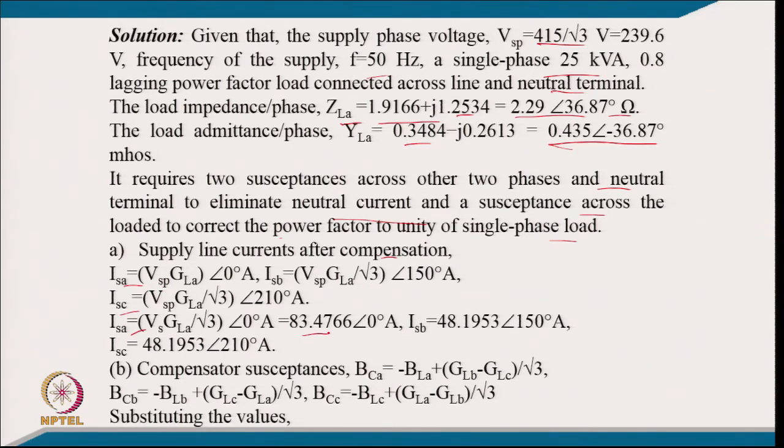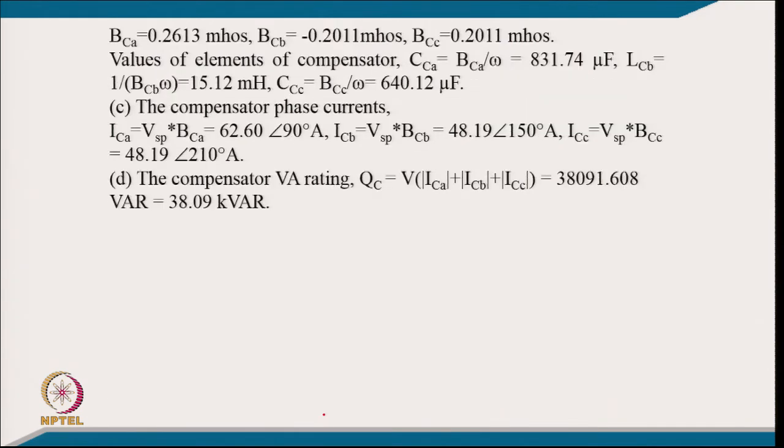putting the value, it comes typically 86.477 ampere at the angle of 0, and similarly for B phase 48.1953 at the angle of 150 degree, and IC is 48.19 typically at the angle of 240, and the compensator susceptances will be from this relation. I mean your capacitance value will be 831.74 microfarad, and inductance for line CB will be 15.1 millihenry, and for line C it will be 640.12 microfarad, and the compensator current, putting the value, comes similarly 48.19 ampere at the angle of 150 degree. Similarly for C phase it comes 48.19 at the angle of 240 degree.